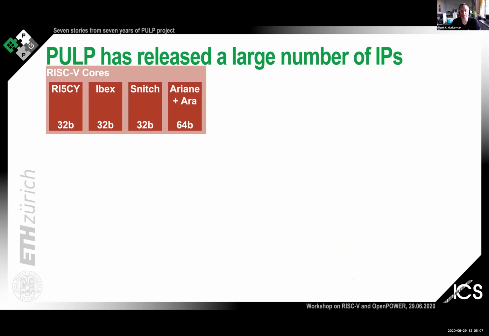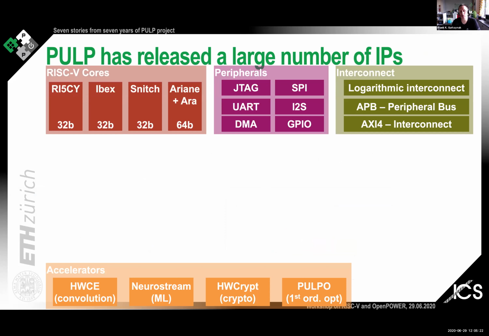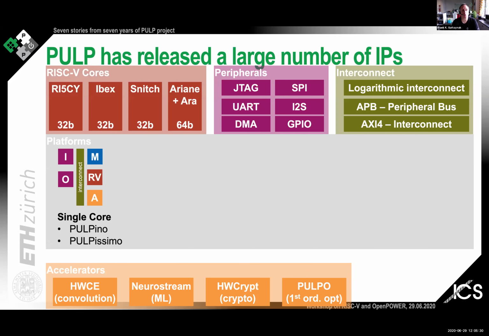We have a large number of IPs. Most known are the RISC-V cores, or a lot of people talk about the RISC-V cores we have. I'm going to briefly talk about them, but it's not just that. You also need a lot of peripherals, interconnect, and sometimes accelerators. And what comes out of them are actually platforms that combine them. So we have the single core platforms, which we call Pulpino, and then the better one is the Pulpissimo, which is based around one processor core and memories, peripherals, accelerators, etc.